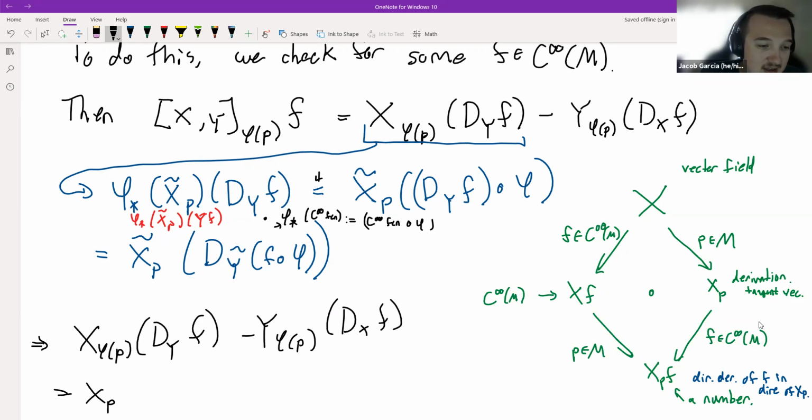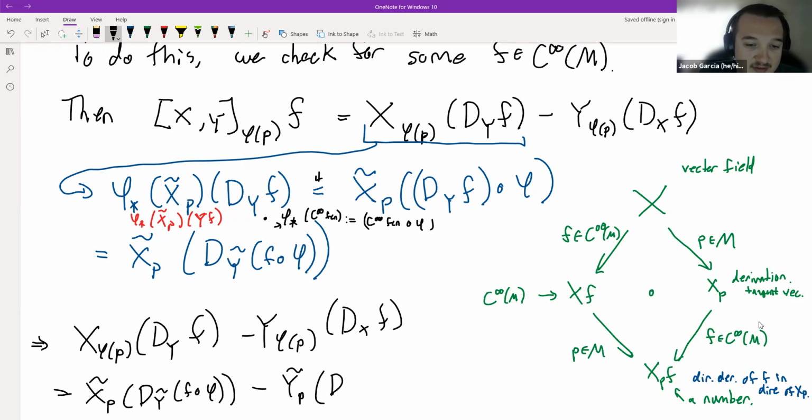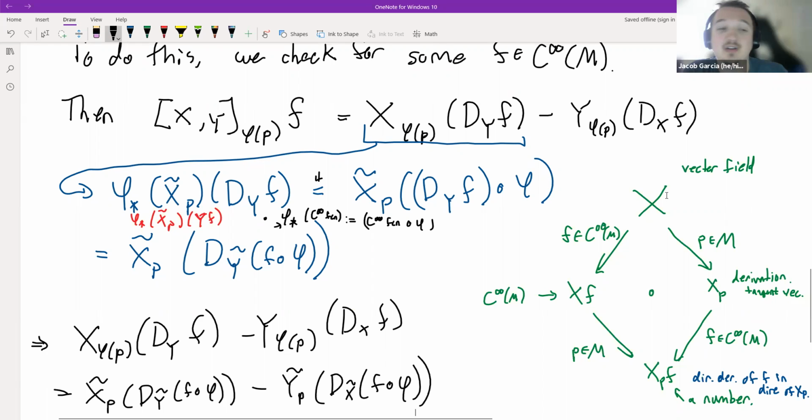this is x p tilde of d y tilde f composed phi, minus y p tilde of d x tilde f composed phi. So I just did the same steps to both components, right? It's the exact same argument that I did in blue for the other term here.